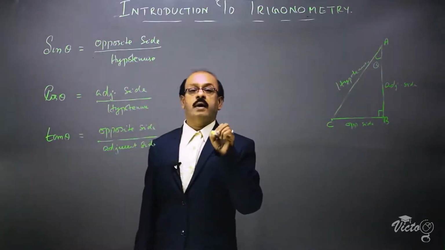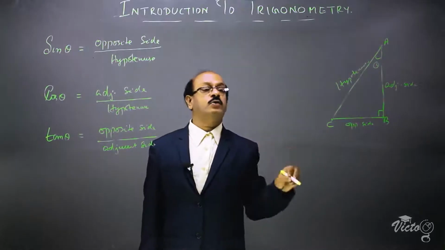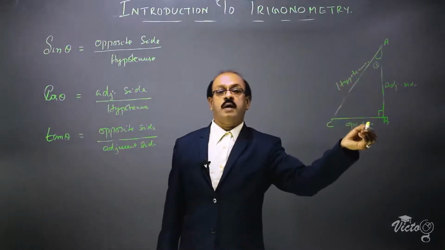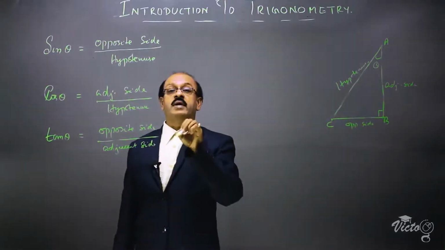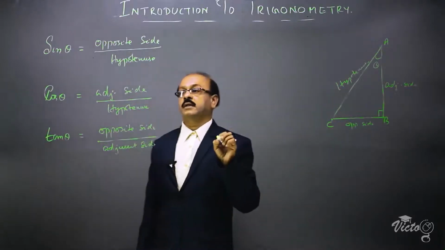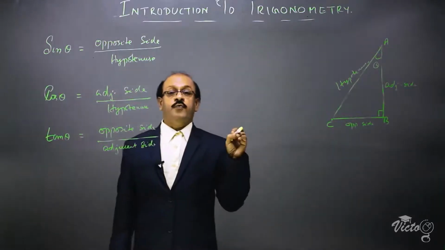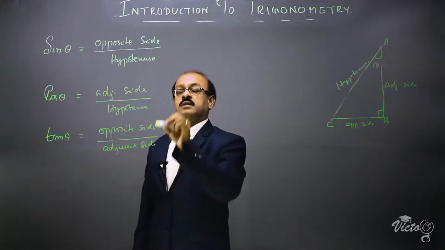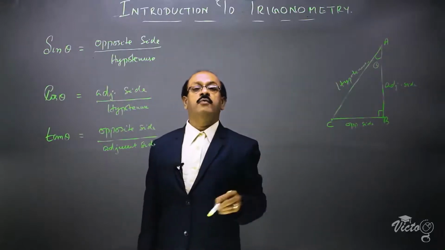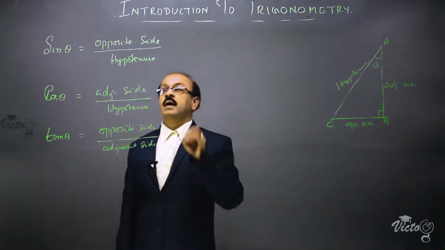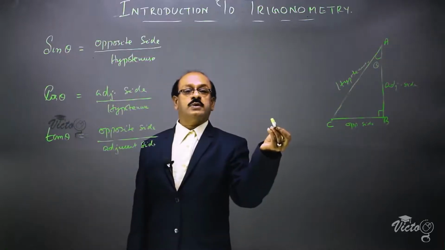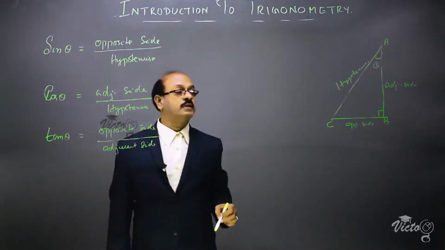Now, the three ratios are very, very important, and these are the three basic stones of trigonometry: sin theta, cos theta, and tan theta. There are three vertices for a triangle. Similarly, these are the three basic stones of trigonometry: sin theta, cos theta, and tan theta. If we are thoroughly knowing these three, then the remaining ones are very easy to understand, because the next three ratios are the reciprocals of these three ratios.